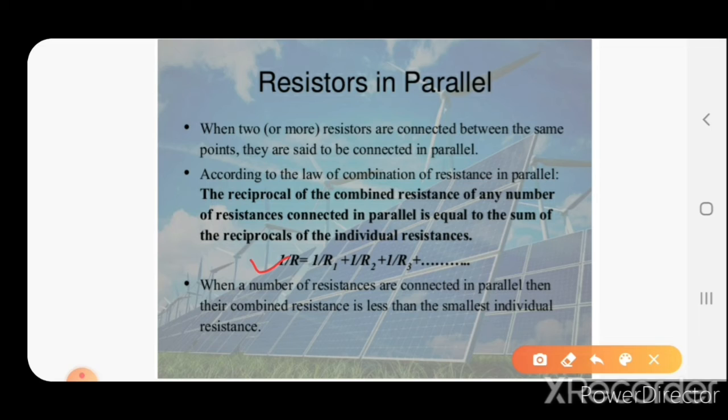When a number of resistances are connected in parallel, then their combined resistance is less than the smallest individual resistance. So the combined resistance value is less than the smallest individual resistance. The value of the combined resistance will come out less than even the value of the smallest resistor in our system.